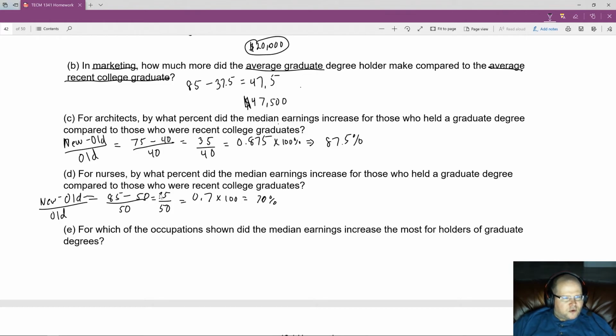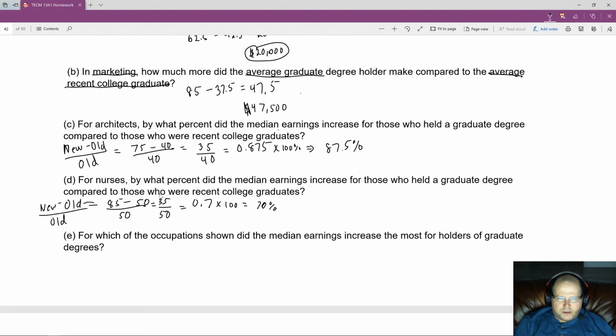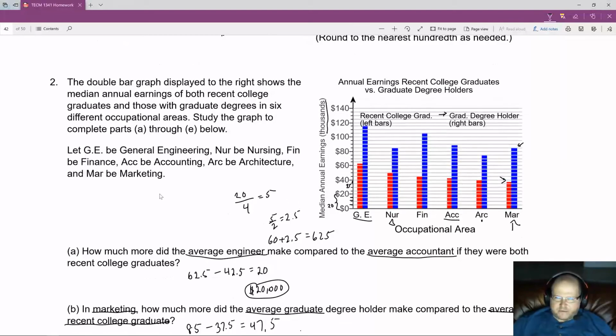And we look at the last one. For which of the occupations shown did the median earnings increase the most for holders of a graduate degree? Okay. So we go over here and we look for the biggest difference. And it turns out that this one, in this case, is actually the one we didn't do. That's the finance one right here. So we're looking at the difference between here and here. If we count the difference, we go 1, 2, 3, 4, 5, 6, 7, 8, 9, 10, 11, 12. So 12 times 5, that's a $60,000 difference.